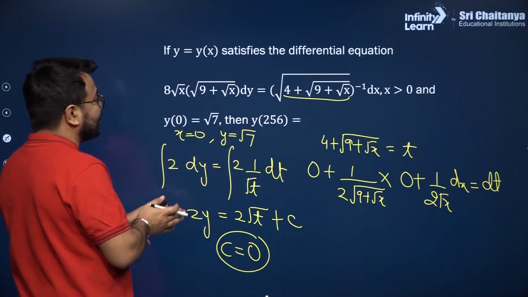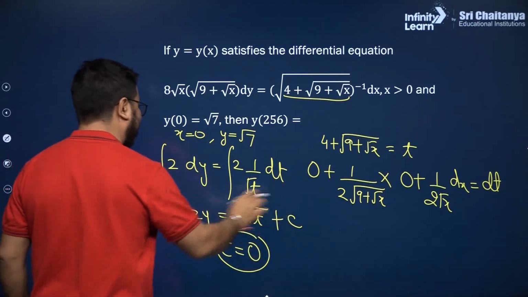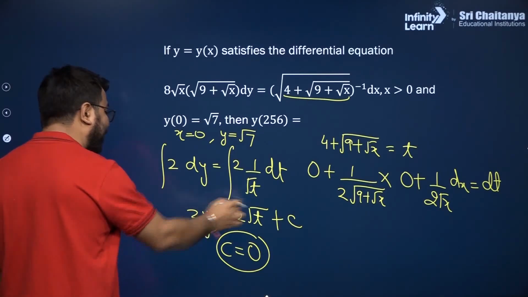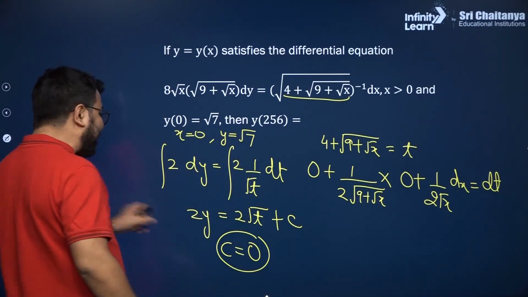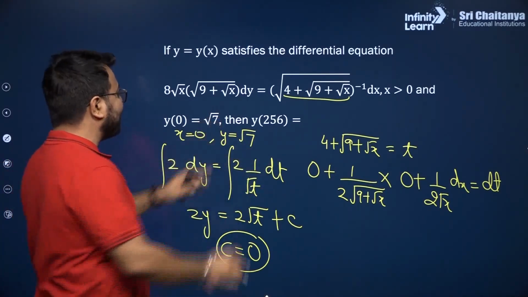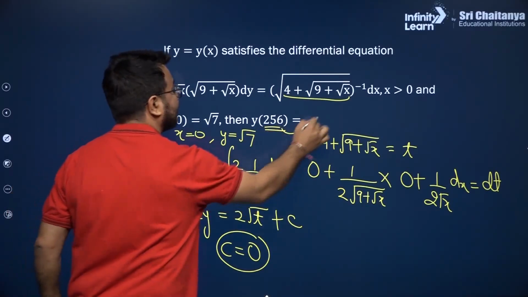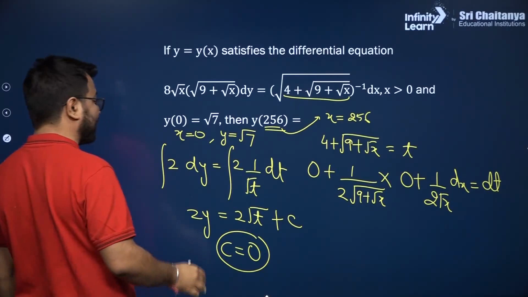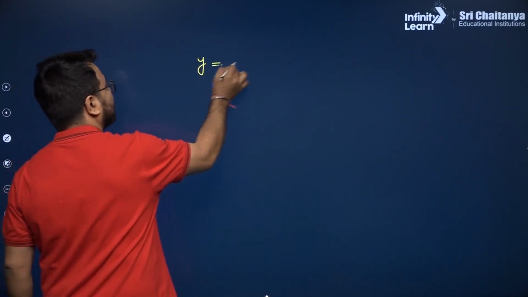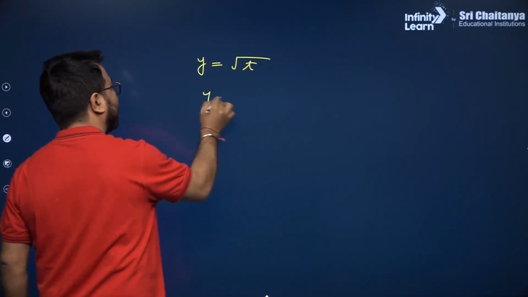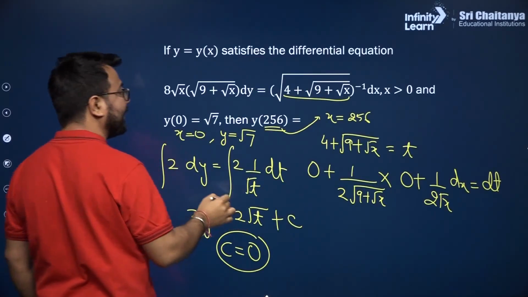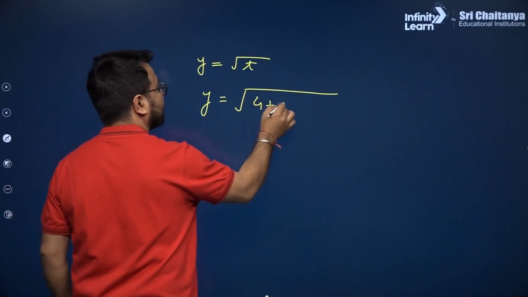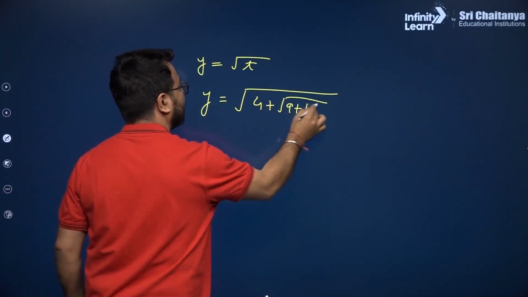And once I get the value of c as 0, I'll again put inside it and I'll be able to get y is equals to root t. So basically y is equals to root t we are obtaining, but we need to put the value of x as 256. So if I substitute x as 256, so here we can observe y is equals to root t, and here we are having the t as 4 plus square root of 9 plus root x.